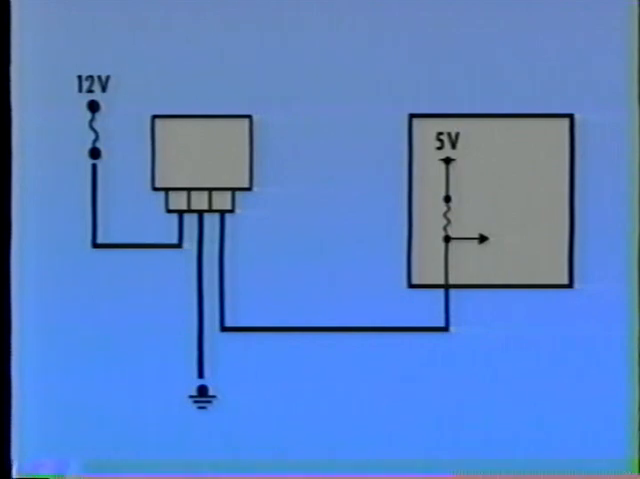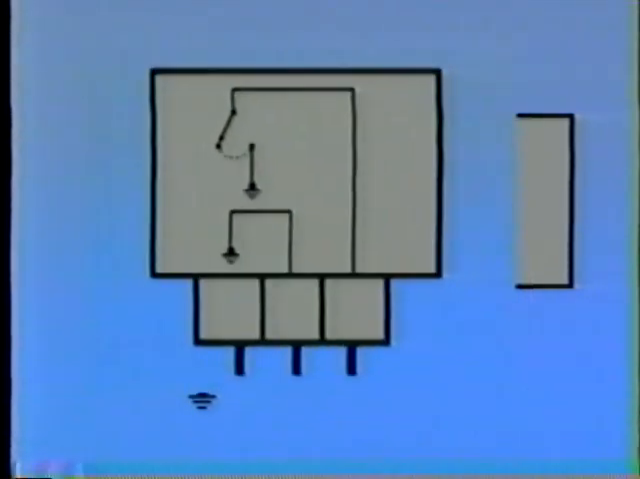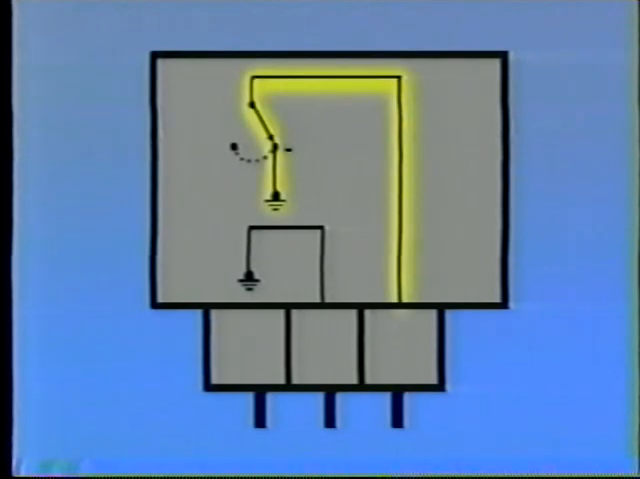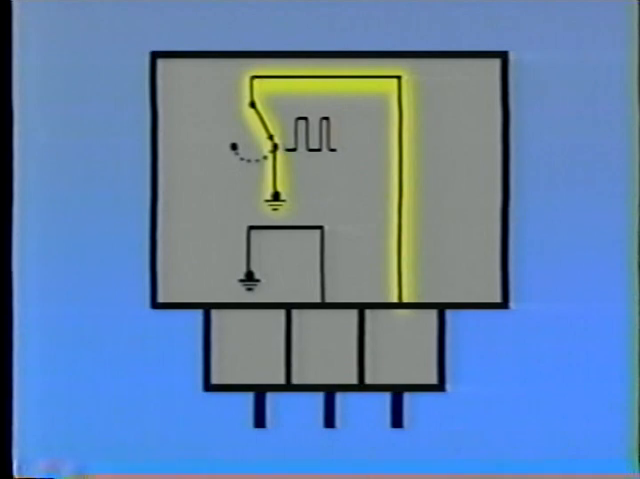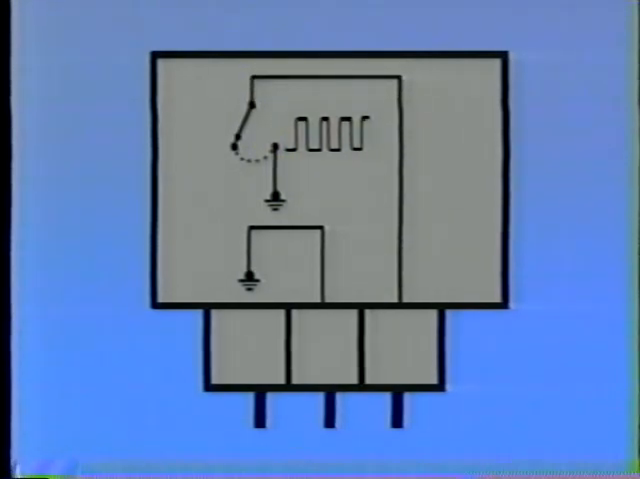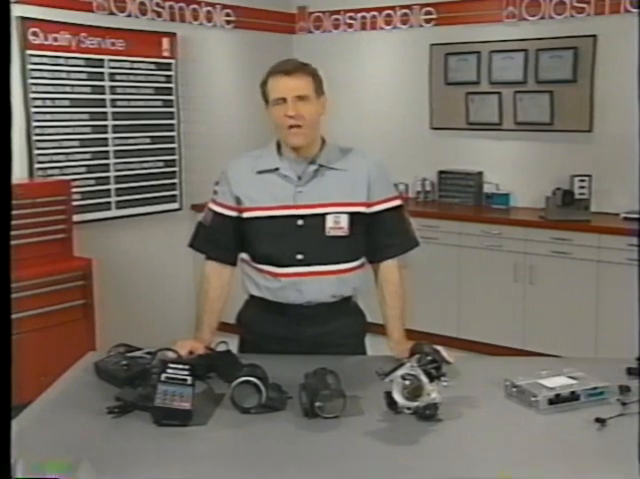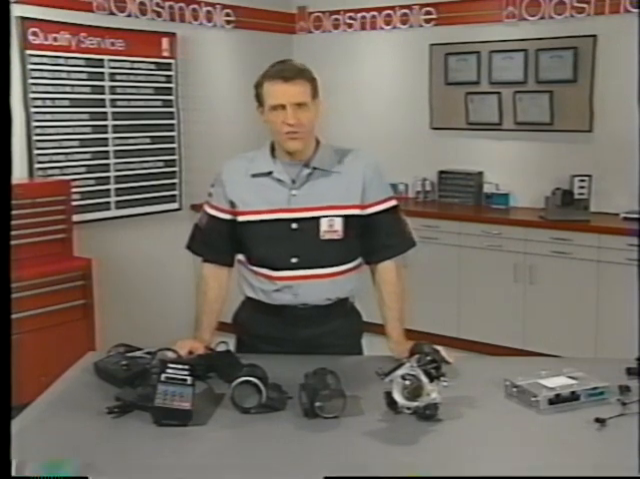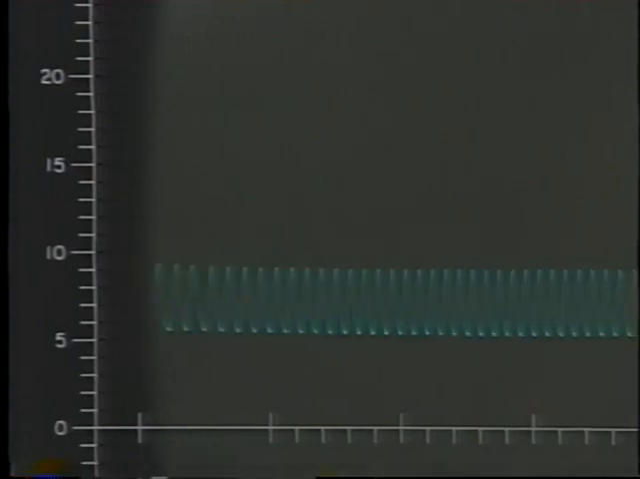Notice that the ECM or PCM puts a 5-volt reference on the line. The sensor generates a signal by alternately opening and closing a connection to ground. This toggles the line between 0 and 5 volts, producing a digital signal. The only way to see this kind of signal is on an oscilloscope. Here's a typical MAF output at idle. Notice how it varies. Low frequency at idle, high frequency at greater RPM and throttle opening.